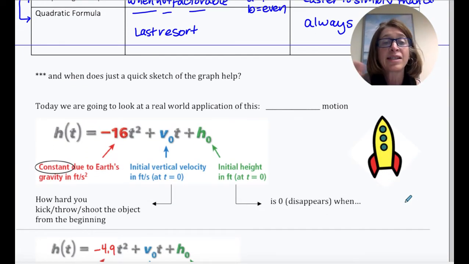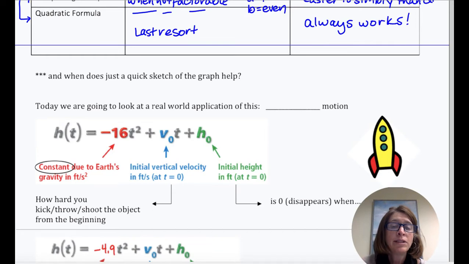When does a quick sketch of a graph help? Well, a quick sketch of the graph always helps me when I'm doing word problems because it gives me an idea of what's happening in the situation. So I know when I'm writing my quadratic equation that I have a sense of where the graph might start, and whether it is going up or down.